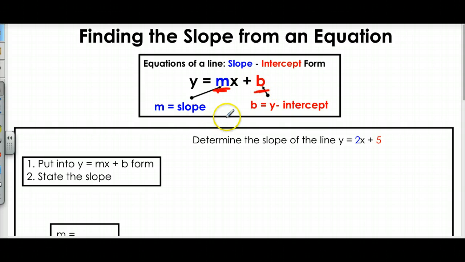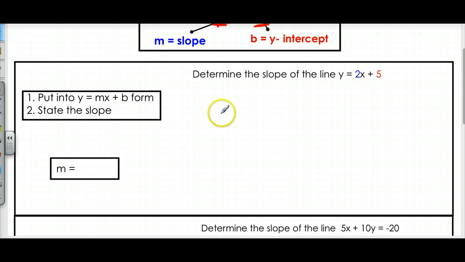Got it. Okay, so let's try 3 different ways you can see this question. So if I want to find the slope, this would probably be the easiest one. I want to determine the slope of a line that's y equals 2x plus 5. And you notice this is already in y equals mx plus b form. All you have to do to find the slope is find the number in front of x. The number in front of x is 2, so that's my slope. Done. That is easy peasy.